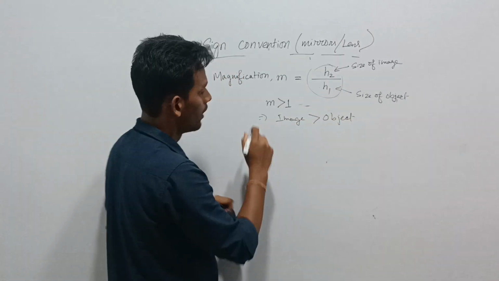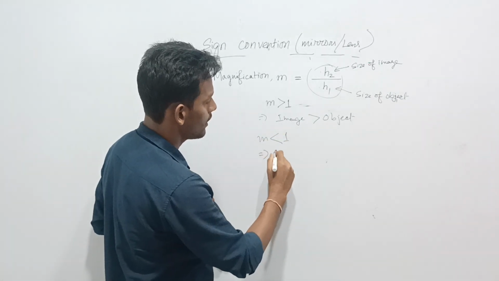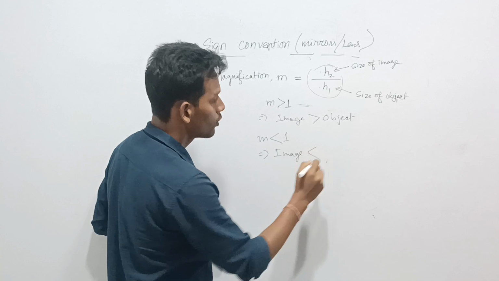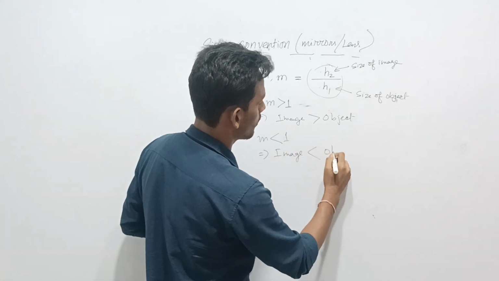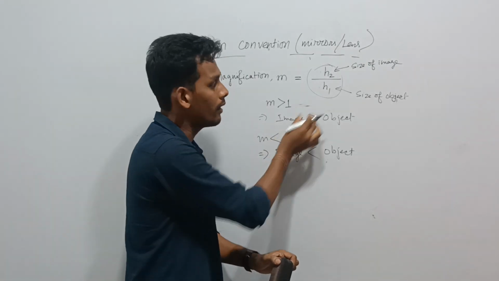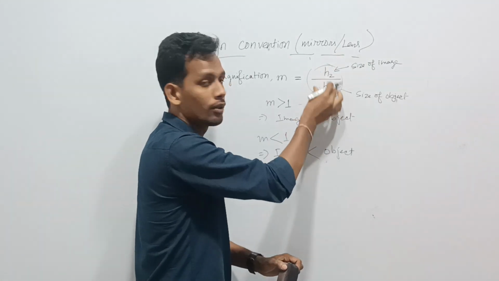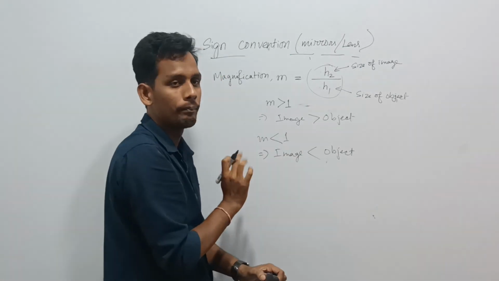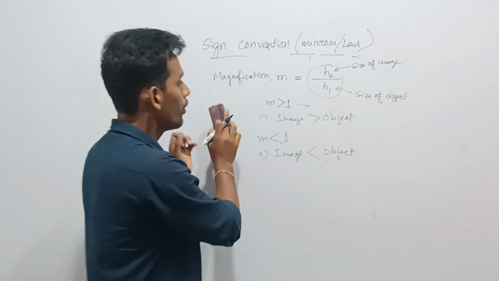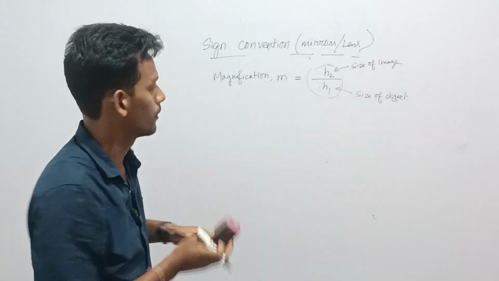That is size. And if magnification is less than 1, in that case the image is smaller than the object. Why? Because if m is less than 1, the image should be smaller. So if the object is greater, the ratio will be less than 1. Clear? Now, you should know the sign convention for magnification.